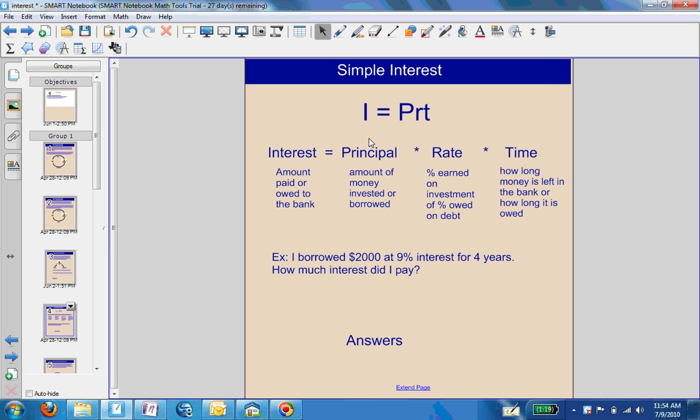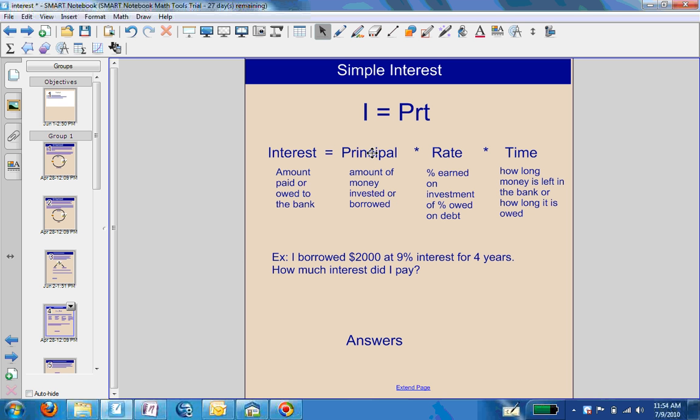Now we have a formula that's going to help us figure out how much interest we would either pay or make whenever we are either taking out a loan or we are putting money in the bank for savings. And it's the same formula either way. The formula is interest equals principal times rate times time. So the interest is the amount of money the bank either gives us for leaving money in the bank or the amount we have to pay for borrowing.